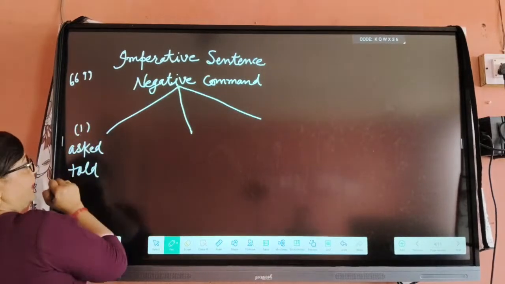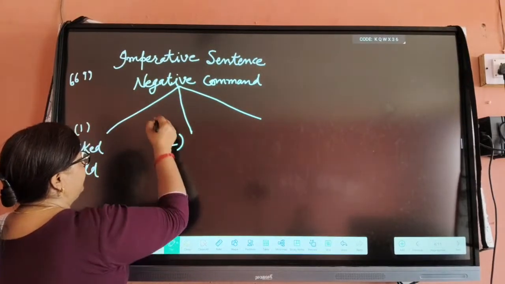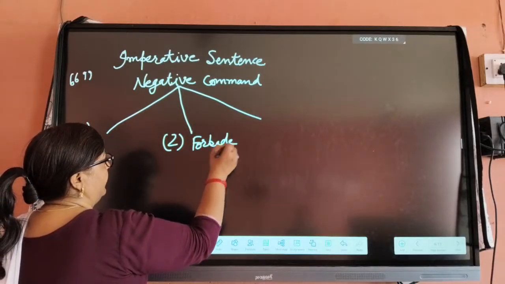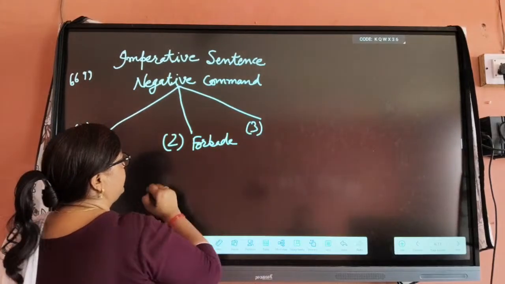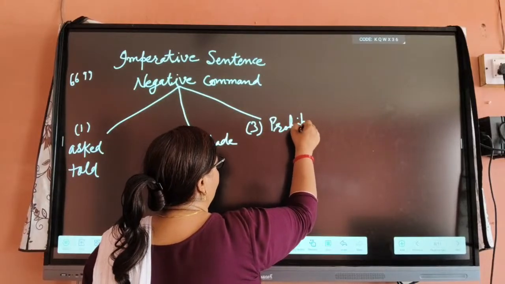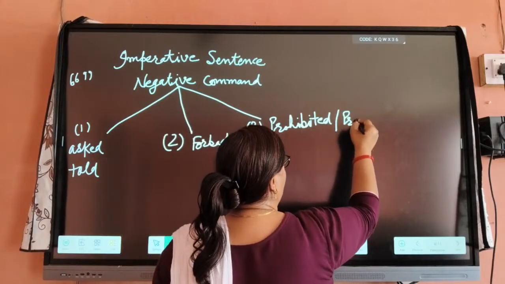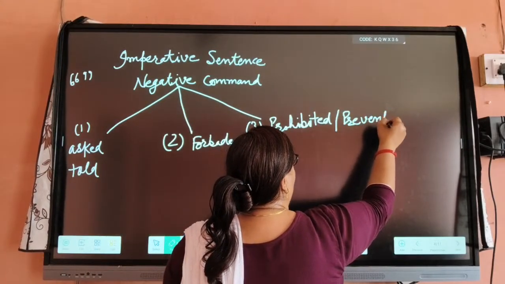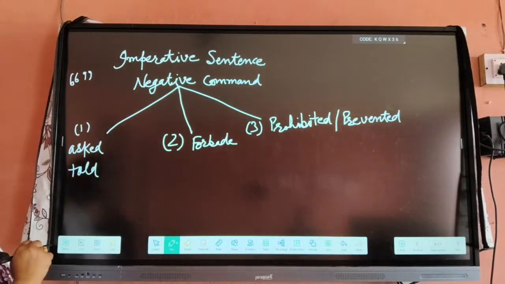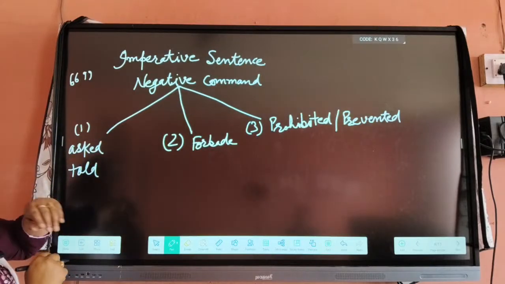This is one way. The second way is we can change our said to into forbade. And the third way is to change our said to into prohibited or prevented. Okay, these are the three ways to change the narration of an imperative negative command sentence.